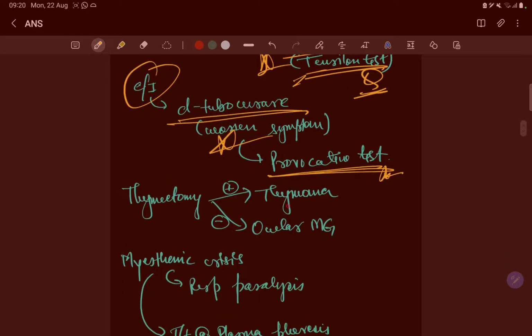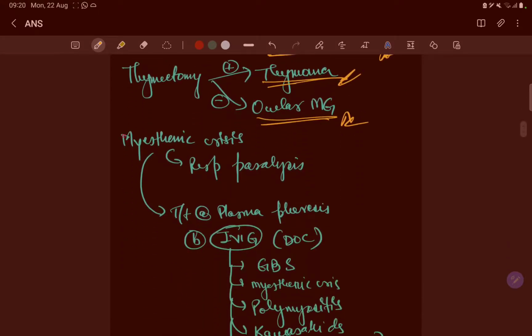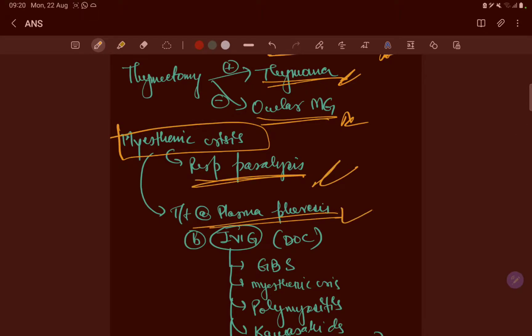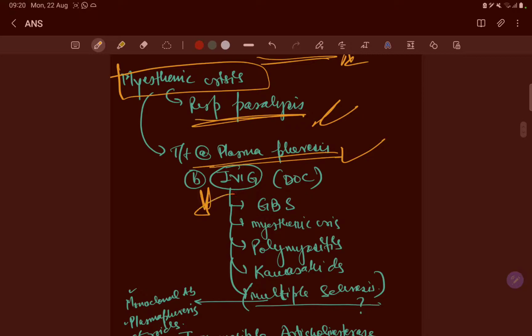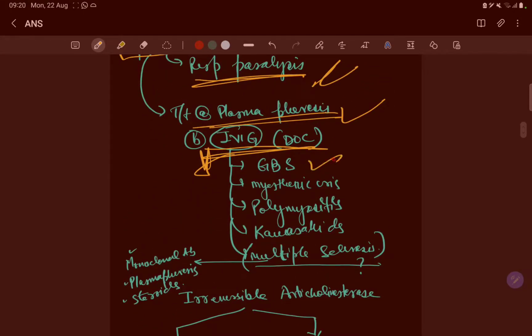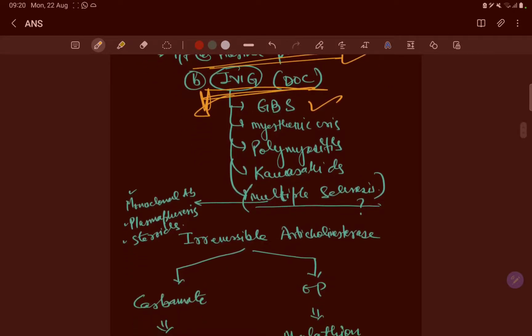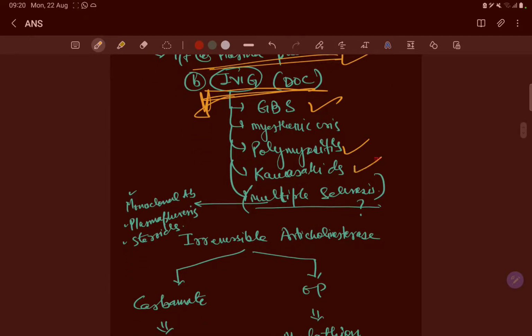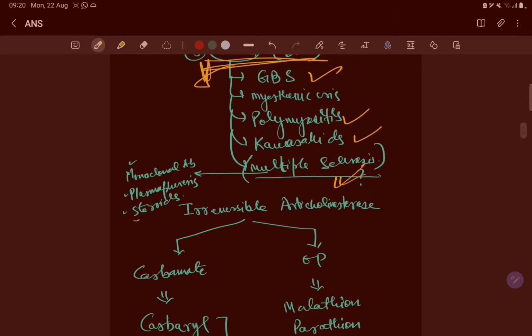Thymectomy, yes, we use in patients with thymoma, but in ocular myasthenia gravis we don't do thymectomy. In myasthenic crisis, respiratory paralysis is there. Treatment is plasmapheresis, and IVIG is the drug of choice. IVIG is also the drug of choice for Guillain-Barré syndrome, polymyositis, Kawasaki disease, and multiple sclerosis. In multiple sclerosis, steroids, plasmapheresis, and monoclonal antibodies are also used.